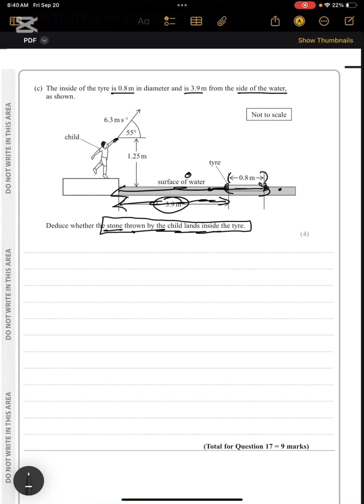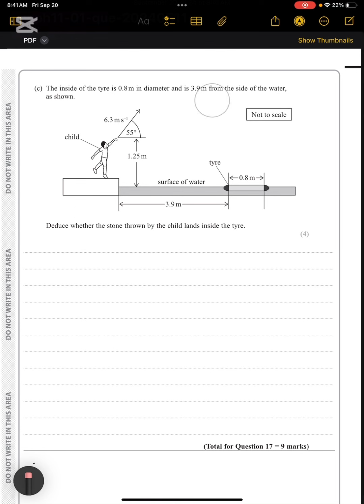If the horizontal displacement is between 3.9 and 4.7 meters, then it will land here. If it is greater than 4.7 meters, then it will land here. And if it is less than or equal to 3.9, it will land in here. So let's find the horizontal displacement of the ball.